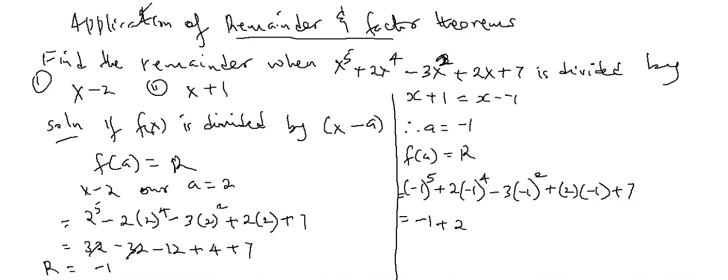And this will give you the remainder, which is negative 1 plus 2 minus 3 minus 2 plus 7. This negative 2 and 2 will cancel. This is 7 minus 4 is 3. So the remainder is 3 using the remainder theorem.